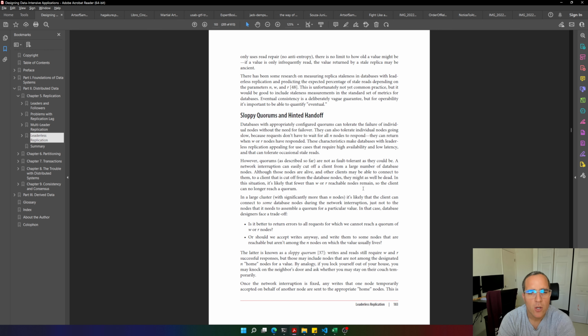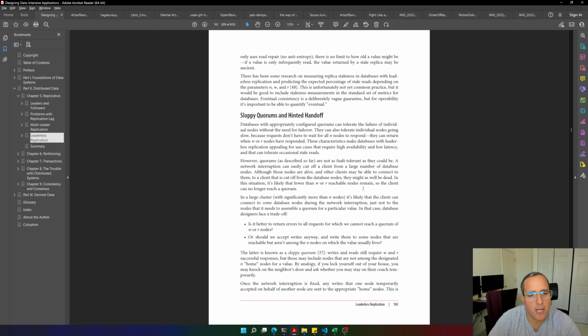However, quorums, as described so far, are not as fault-tolerant as they could be. A network interruption can easily cut off a client from a large number of database nodes. Although those nodes are alive, and other clients may be able to connect to them.